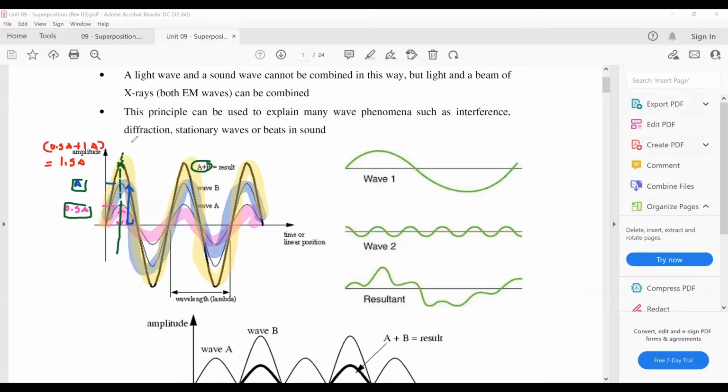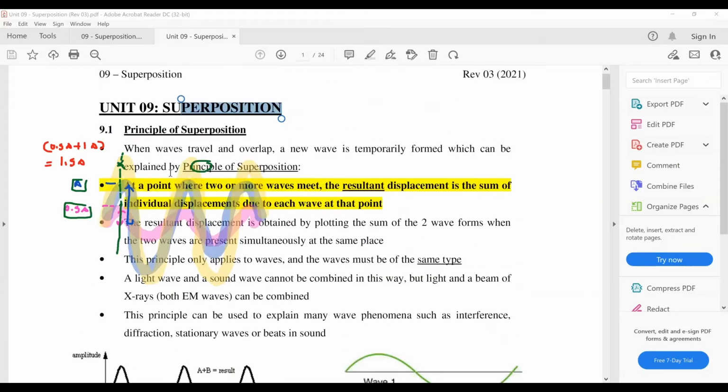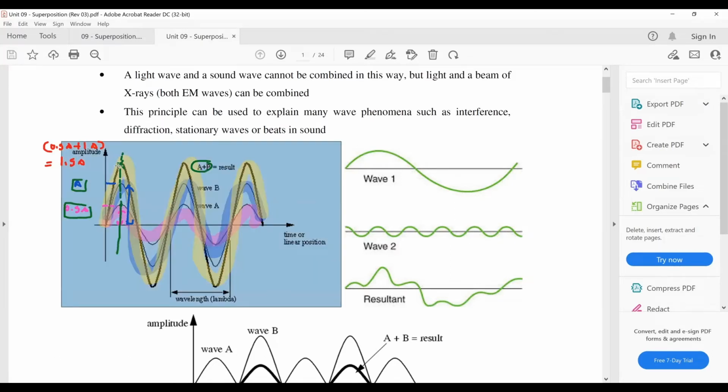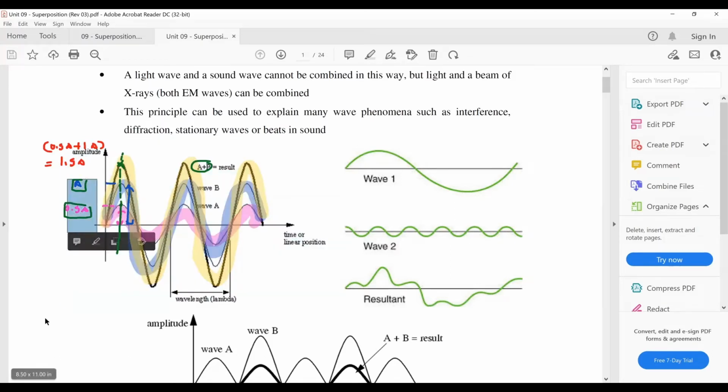So this is what we meant by that statement actually. At a point where two or more waves meet, the resultant displacement is the sum of the individual displacement of the wave at that point. So at this little point here, the green dotted line that I've drawn, you have two waves. One with an amplitude of 0.5 A, one with an amplitude of A. The new resultant displacement would be the sum of these two displacements. So I add them out, 0.5 A plus 1 A giving me 1.5 A.